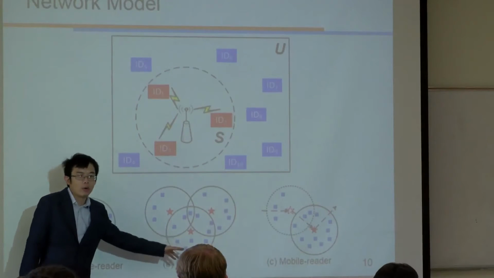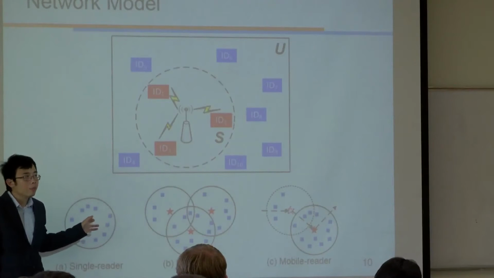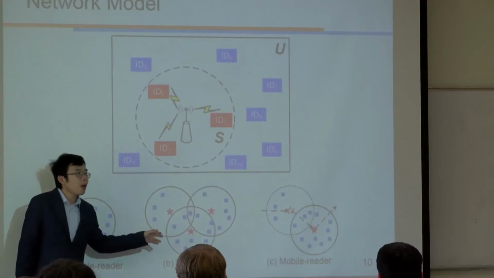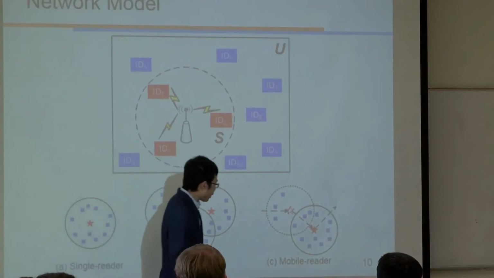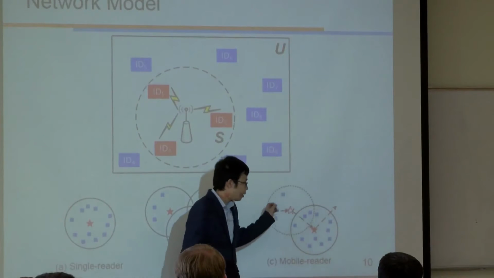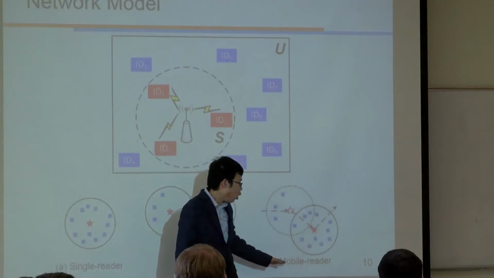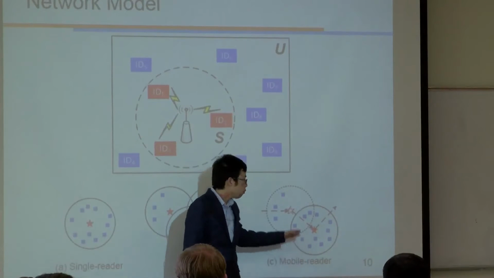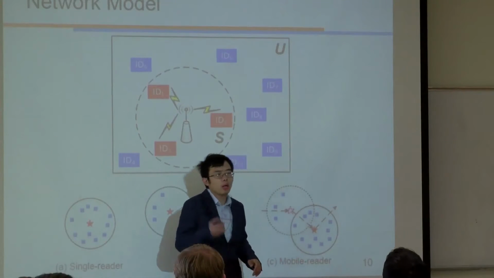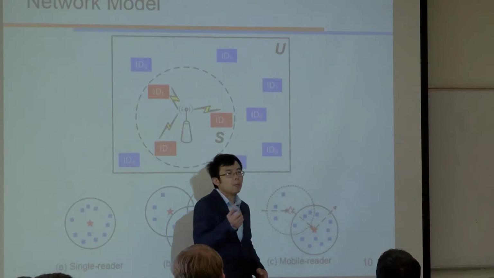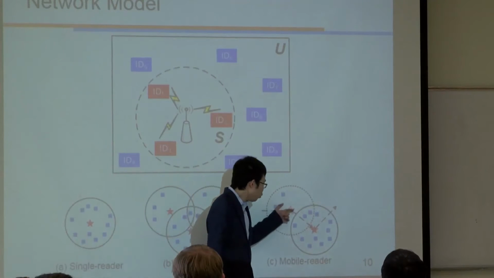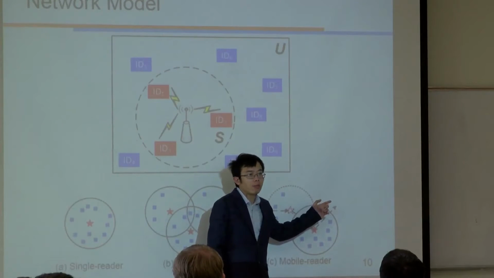In these two scenarios, the readers are static, which means after they are deployed, they cannot move. In practice, in some applications, we may have mobile reader RFID networks. In those applications, a worker holds a mobile reader and moves around in the system.